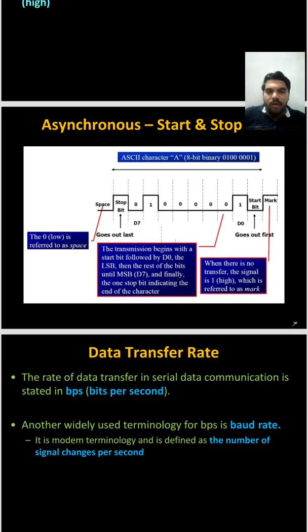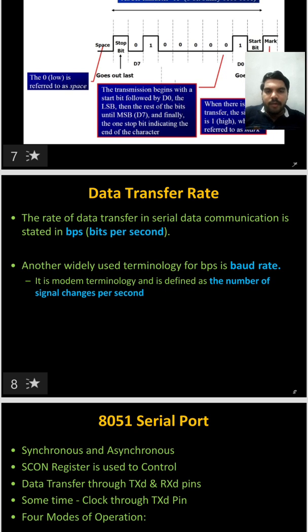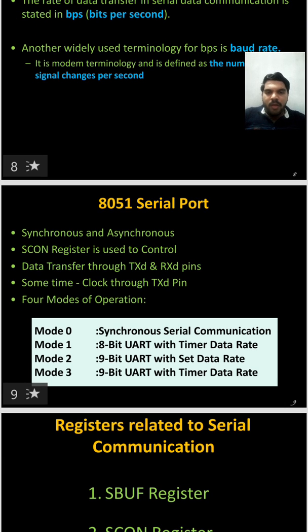Next is the data transfer rate. Data transfer rate can be measured in bits per second, for which we use a parameter called baud rate. Baud rate is the number of signal changes per second. The basic baud rate we use is 9600. The most important part, which we are going to see now, is the 8051 serial port.